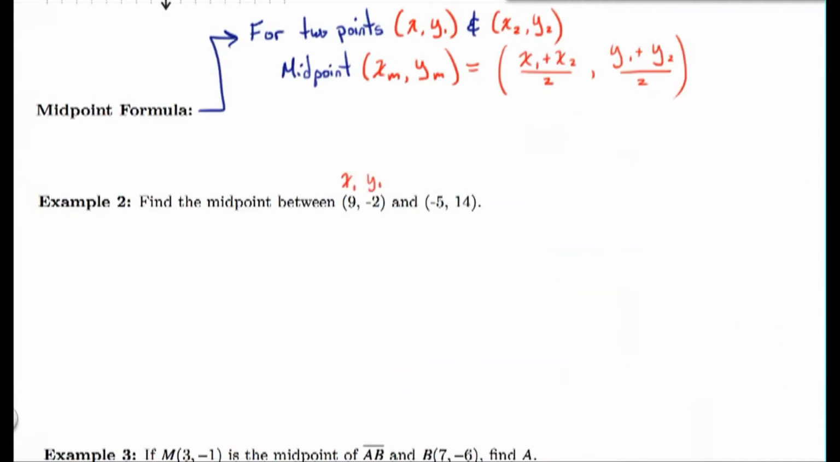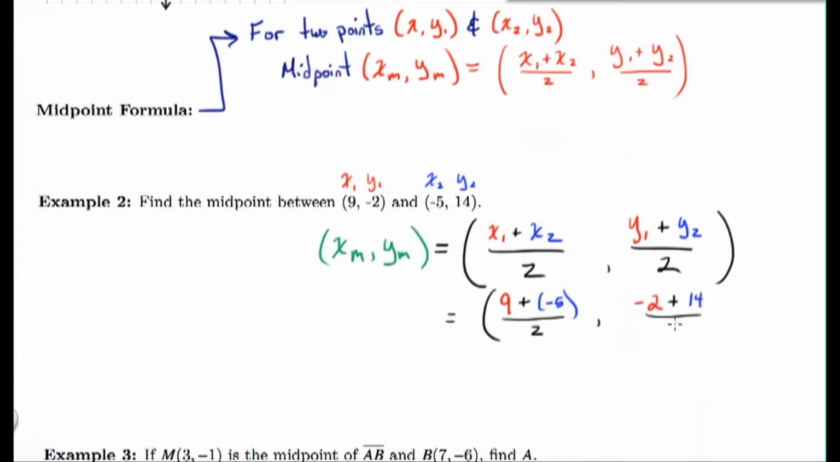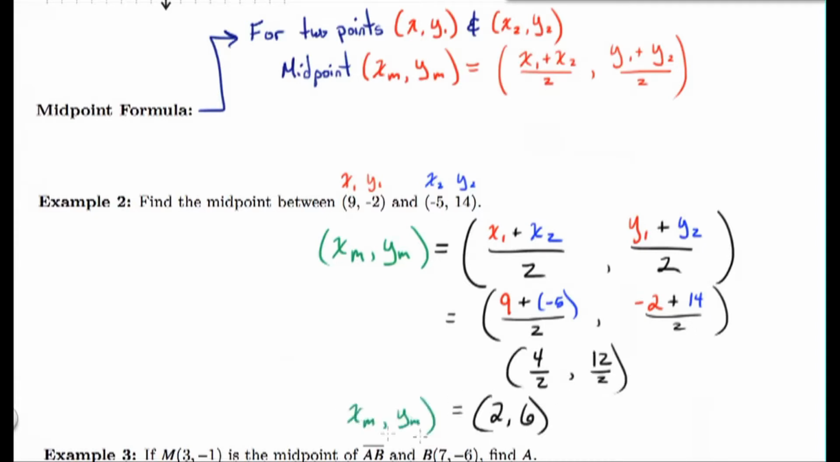So for example 2, I'm finding the midpoint between 9, -2 and -5, 14. I encourage you to label the points here so you don't confuse them on the formula. I'm going to rewrite the same formula as above and just substitute x sub 1, x sub 2, and y sub 1 and y sub 2. We're adding the coordinates and dividing it by 2, and I get 2, 6. That's the coordinates for my midpoint.